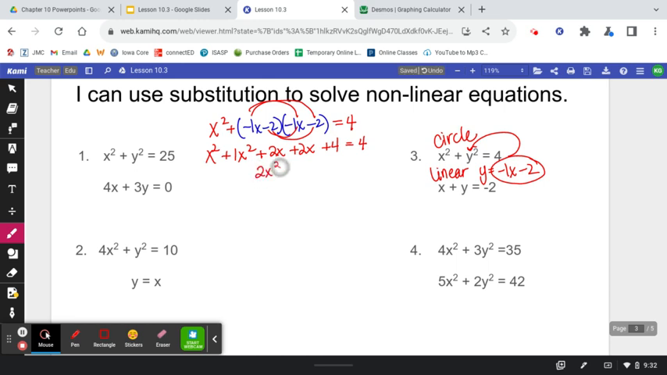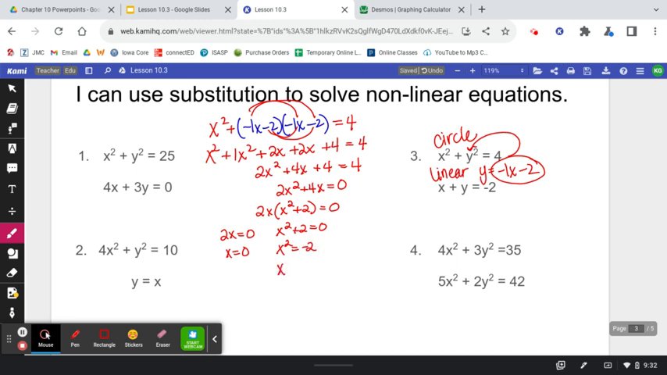So 2x squared plus 4x plus 4 equals 4. Subtract the 4, plus 4x equals 0. Take out the greatest common factor of 2x. Then I have two options here. So either 2x equals 0 or x squared plus 2 equals 0. So x equals 0. And then x squared equals negative 2.